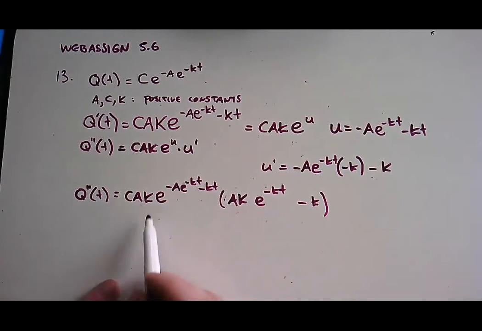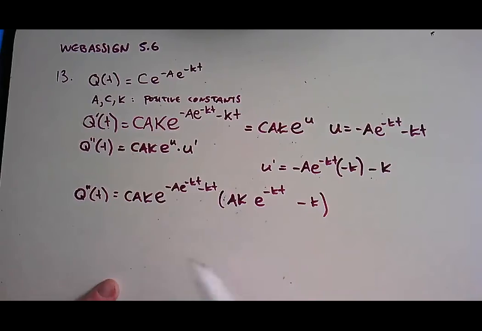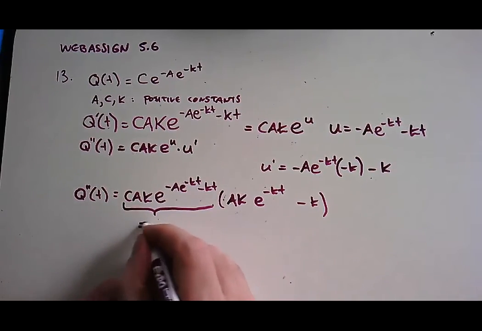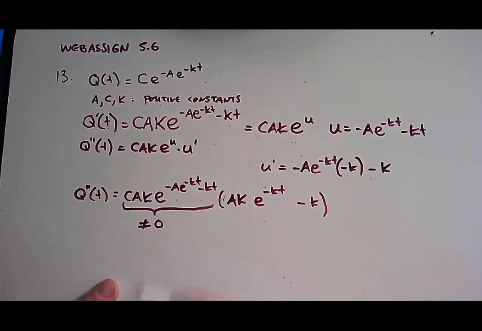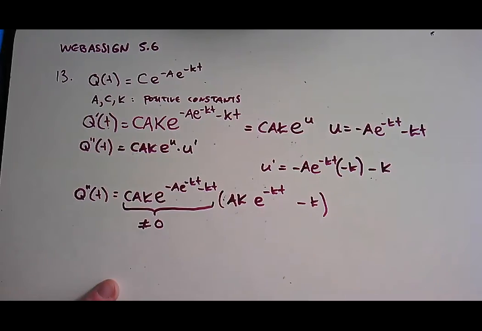C is positive, a is positive, k is positive. e to some power cannot possibly be 0. This whole expression here cannot equal 0, right? We want our second derivative to equal 0 if we're looking for inflection points, so it can't happen here. It must happen from somewhere else in the equation.